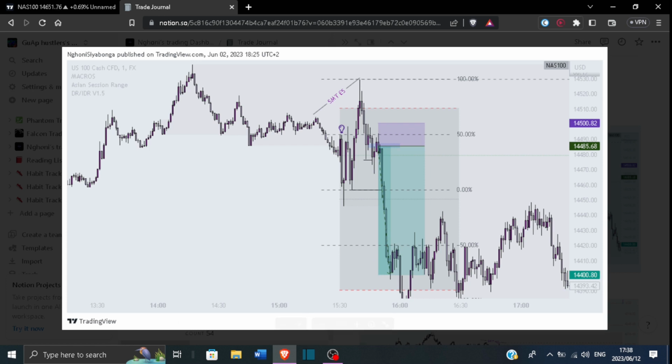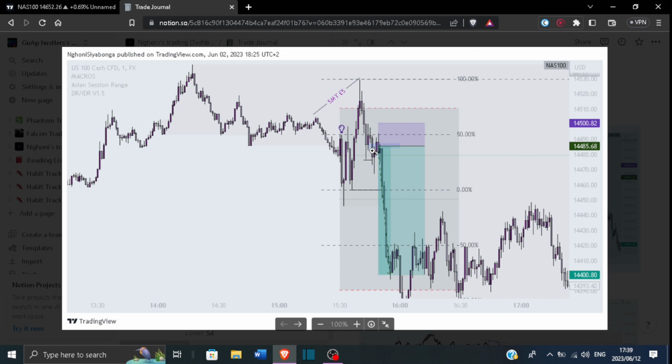So here we used a different type of market structure shift. We did not use the previous low, we used the low we created. So when the market went high, it created this low. Then it went down here, creating this low, had a small push up, then went lower again. So that was our market structure shift over here.